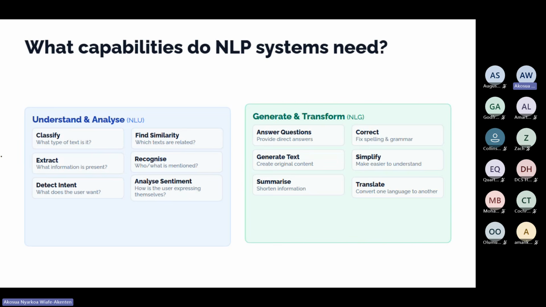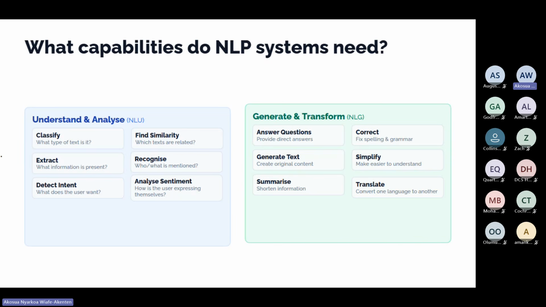Let us look at the capabilities. We have it in two sections. Let us look at the first part, which is capabilities that fall under natural language understanding. The first one we'll talk about is classification. Here, we are looking at how your NLP system or solution can take in some text and then decide which category it belongs to. For example, if we have customer messages, we might want to classify them as a complaint, a question, a request, or a feedback.